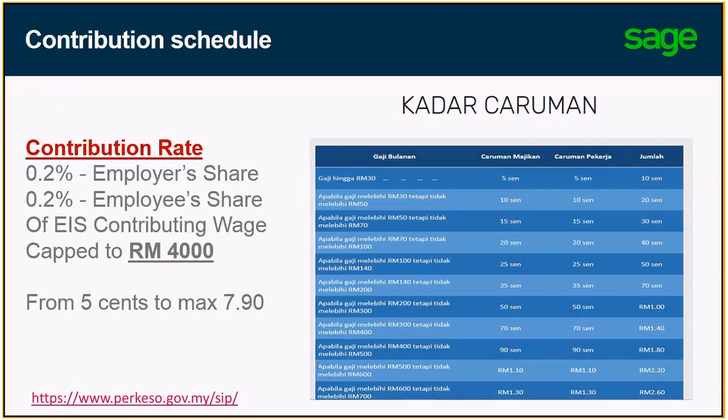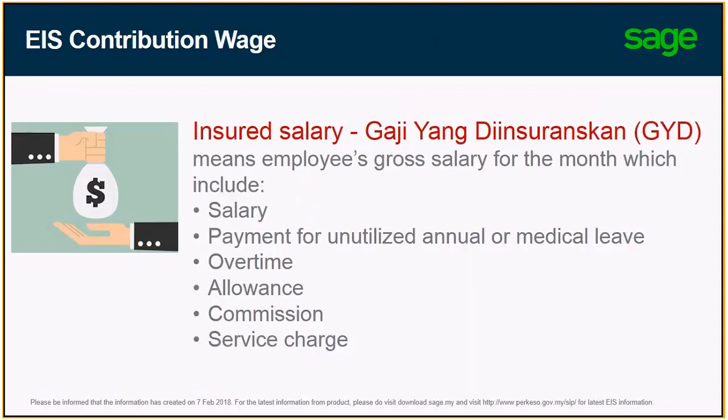So what is the EIS contributing wage? This is what we call insured salary, or in Malay it's called GYD, gaji yang diinsuranskan. It means the employee's gross salary for the month which is covered by this EIS scheme, which includes salary, payment of unutilized annual or medical leave, overtime, allowance, commission and service charge.